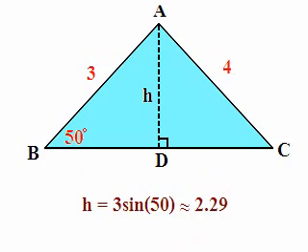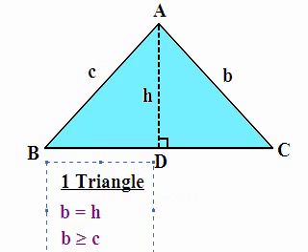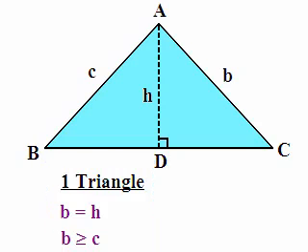Now let's see what happens when we have a 2 triangle situation. Before I move on, let's summarize what we learned about 1 triangle. There are 2 situations that can occur. If this side is equal to the height, then you have a right triangle, and therefore 1 triangle. But what we just learned is if this side is bigger than both the height and this third side, or also equal to this third side, you're going to have 1 triangle. So that's the summary there.